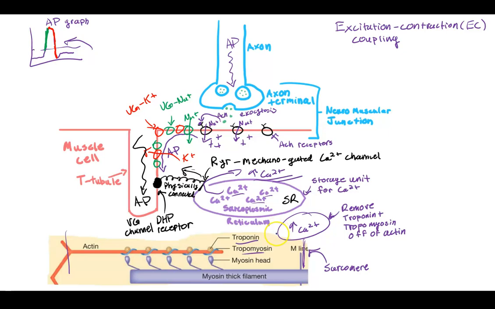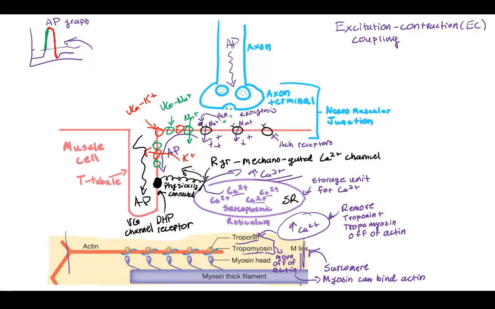So calcium will come in and bind to troponin. This causes the troponin-tropomyosin complex to move off of actin. And now that troponin and tropomyosin have slightly moved away, myosin is now free. Myosin can bind actin.